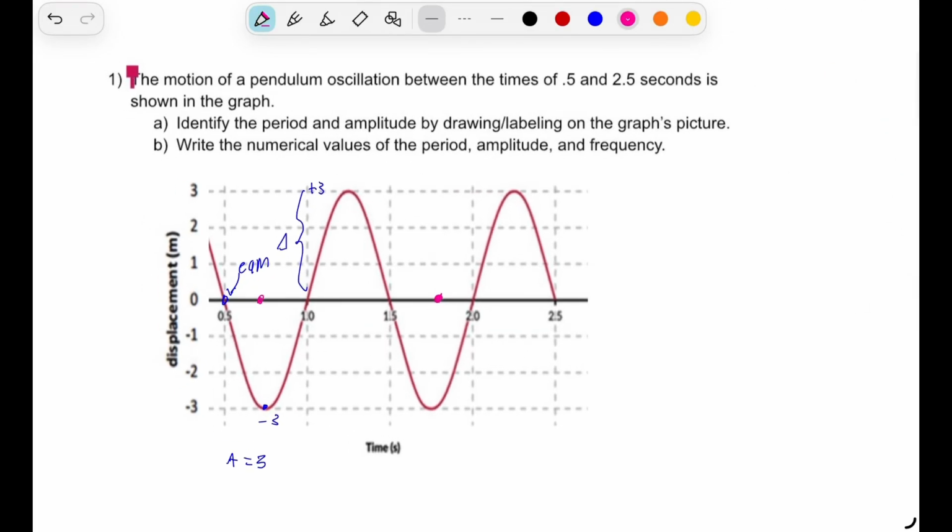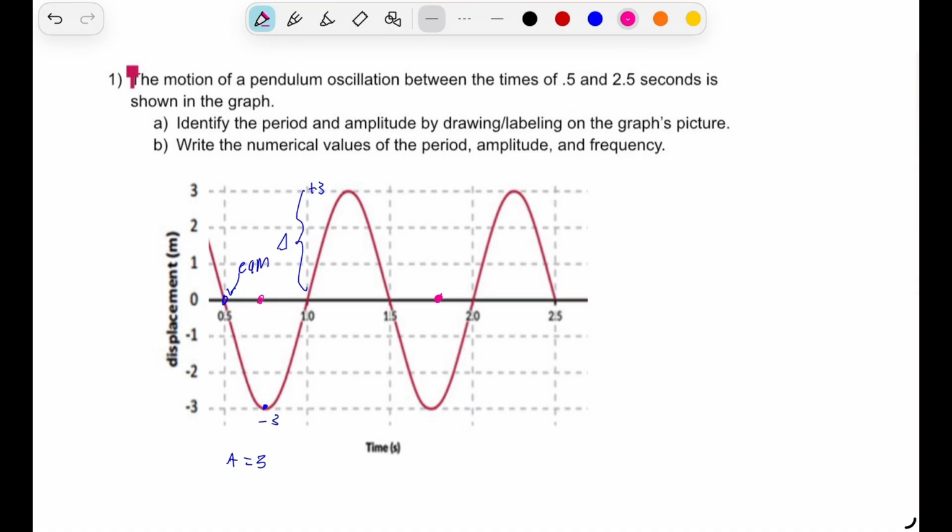Okay, so in this problem, we have the motion of a pendulum oscillation between the times of 0.5 and 2.5 seconds in a graph. Identify the period and amplitude by drawing and labeling on the graph's picture, and write the numerical values of the period, amplitude, and frequency.